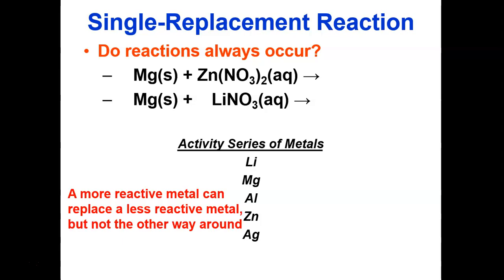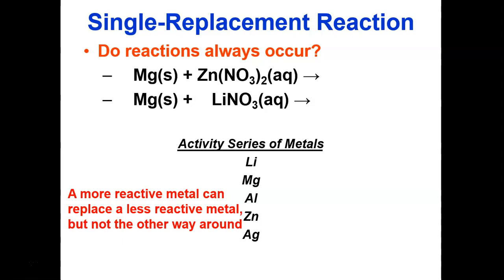But something that reacts really violently, like lithium or sodium, again, is much more stable in a compound. So when I look at these 2 examples, magnesium with zinc nitrate and magnesium with lithium nitrate, I have to look at the metals and ask myself, is magnesium more or less reactive than the other metal? So in the first example, magnesium and zinc, magnesium is more reactive than zinc, which means that it can replace zinc. So the first reaction will occur.